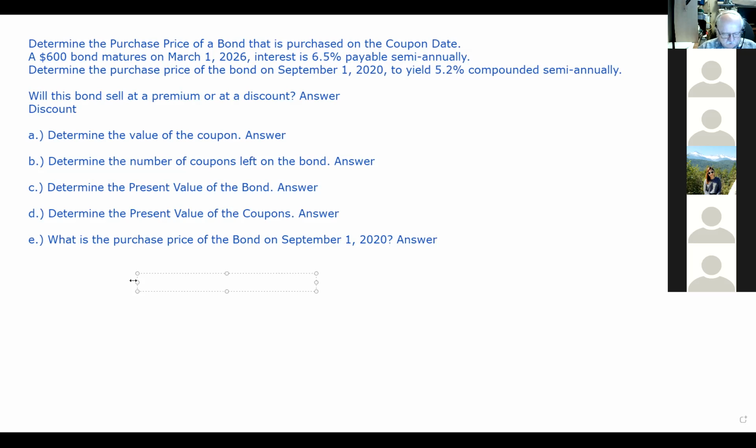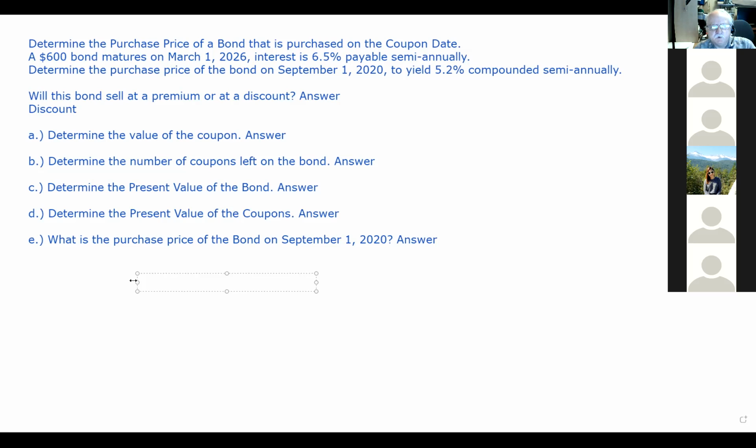It says, when the market rate I is lower than the bond rate, the value of the bond goes up and the bond will sell at a premium. Or it says, when the market rate I is higher than the bond rate, the value of the bond goes down and the bond will sell at a discount. So let me explain how that works.